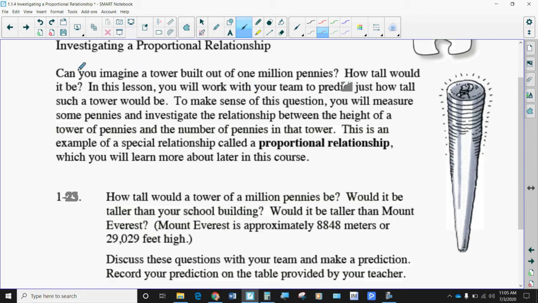All right, so let's read through the intro. Can you imagine a tower built out of 1 million pennies? How tall would it be? In this lesson, you will work with your team or on your own to predict just how tall such a tower would be. To make sense of this question, you will measure some pennies and investigate the relationship between the height of a tower of pennies and a number of pennies in that tower. This is an example of a special relationship called a proportional relationship, which you will learn much more about later in this course throughout the year.